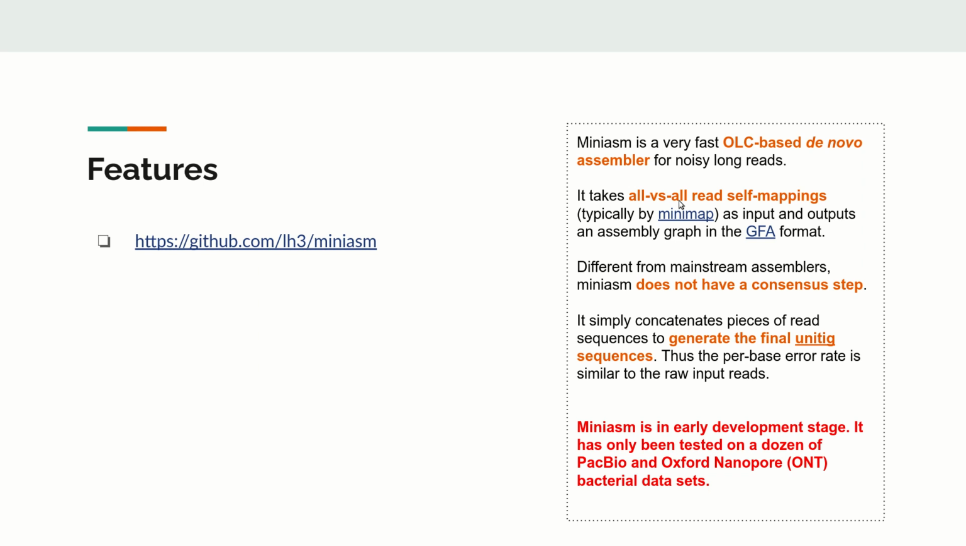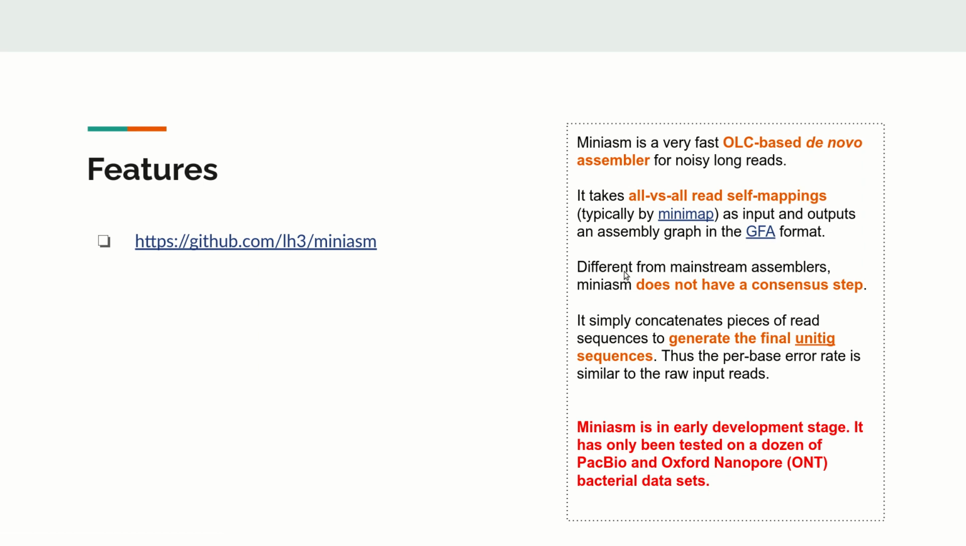So basically it takes all-versus-all read self-mapping data as input. For that we will be using a tool called Minimap 2, which does this all-versus-all read self-pairing overlap information. It gives that overlap information in PAF format. We will see that, and that file will then be the input to Miniasm. Miniasm will then stitch those reads to generate the unitig sequences in the form of an assembly graph. So the output of Miniasm is in the GFA format.